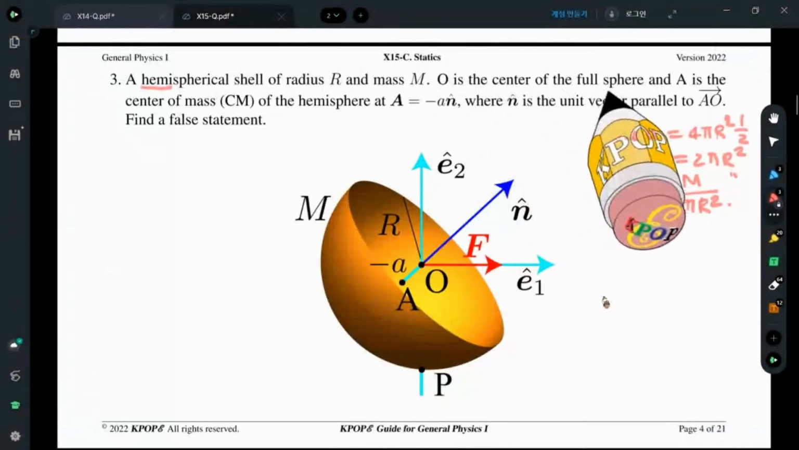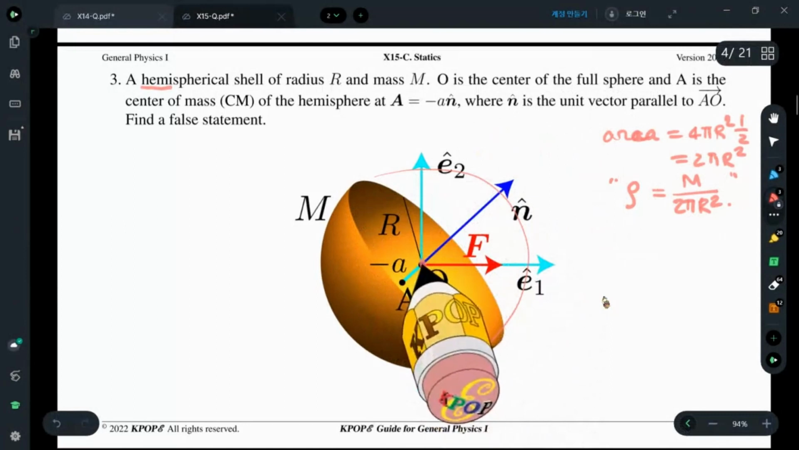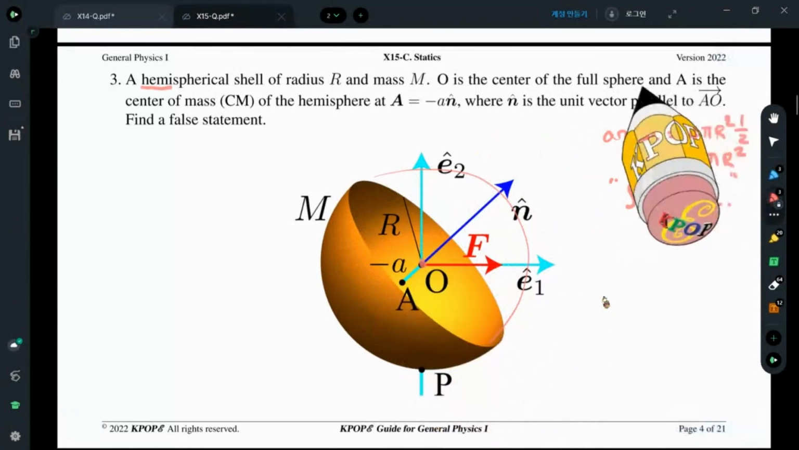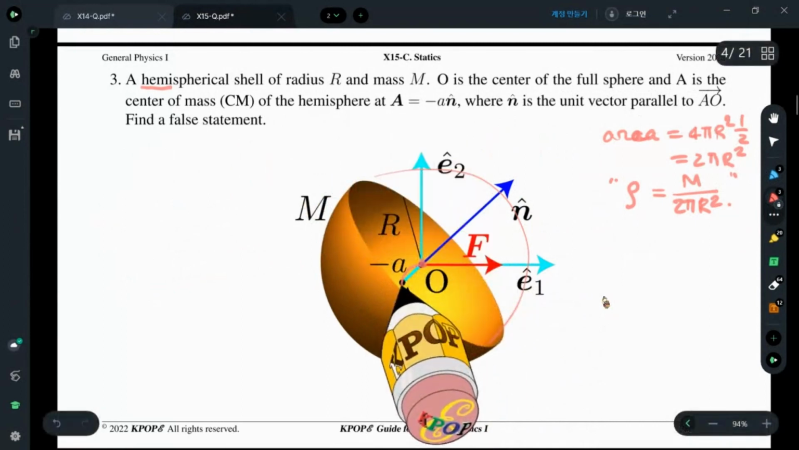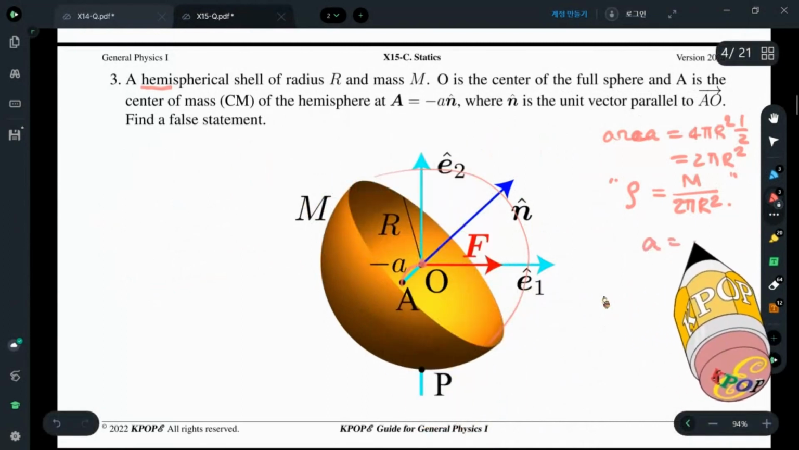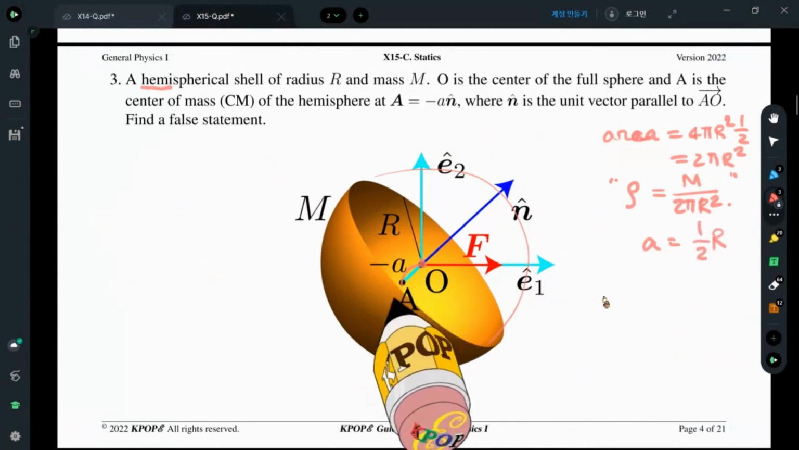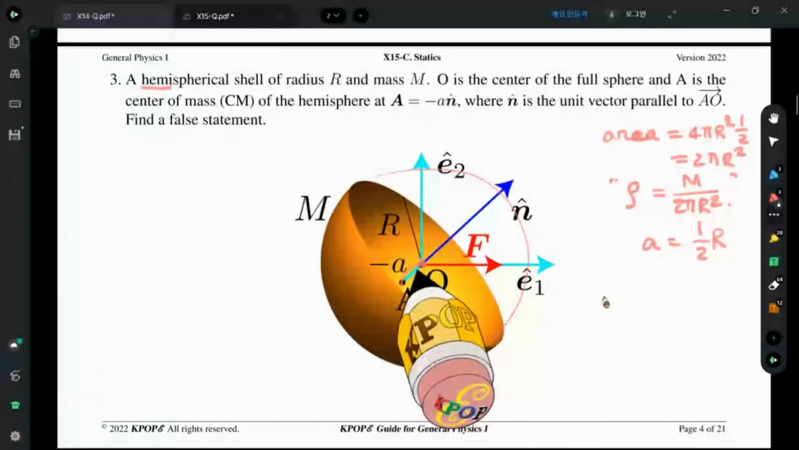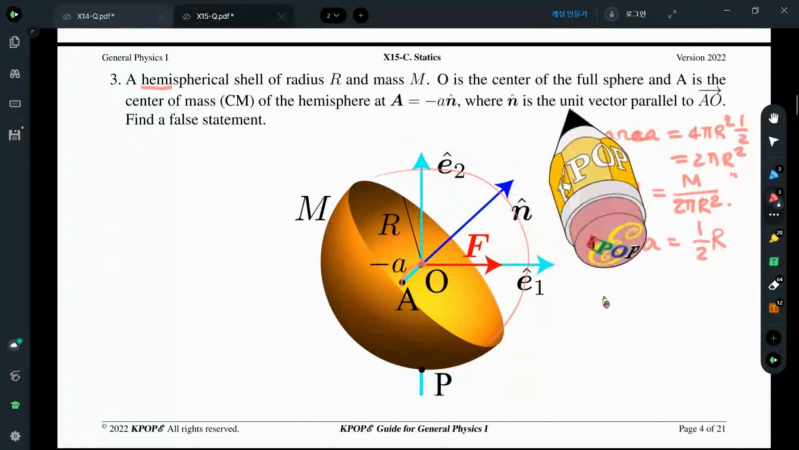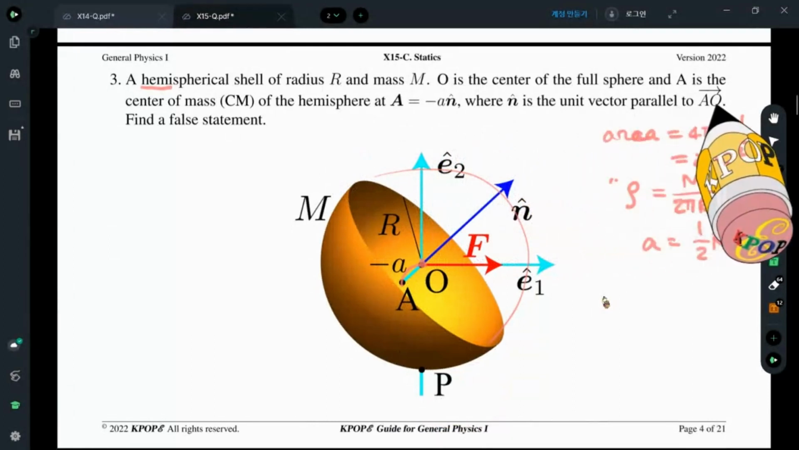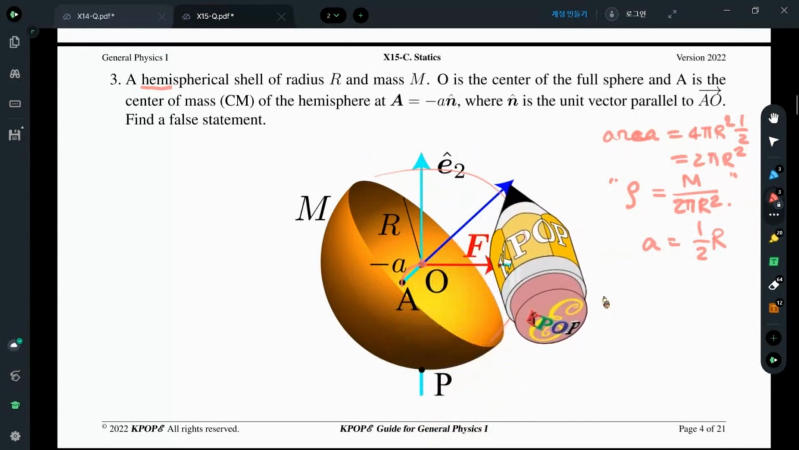The center of the full sphere is O, and A is the center of mass of the hemisphere. We'll find that A is one half of the radius from O. We can find it by integration, where n hat is the unit vector parallel to AO. This is the normal vector.